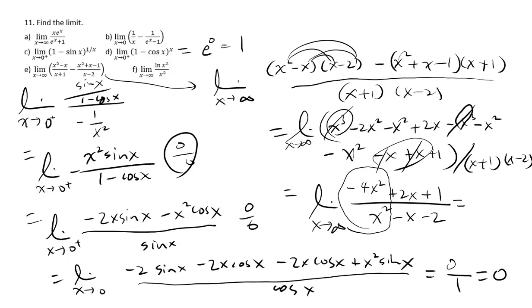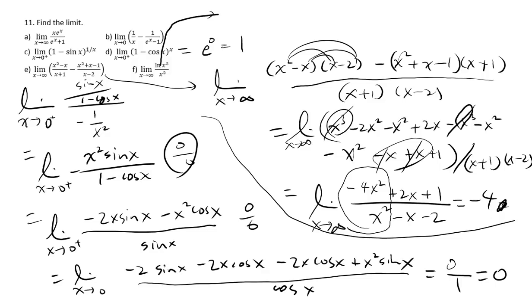Negative 4x squared has the highest order here, so that's the dominant one on the top. X squared is dominant on the bottom, so these two just fight each other when x is really big. So the ratio between them will be just negative 4. So this would be a problem where you can actually solve without having to use L'Hopital's.